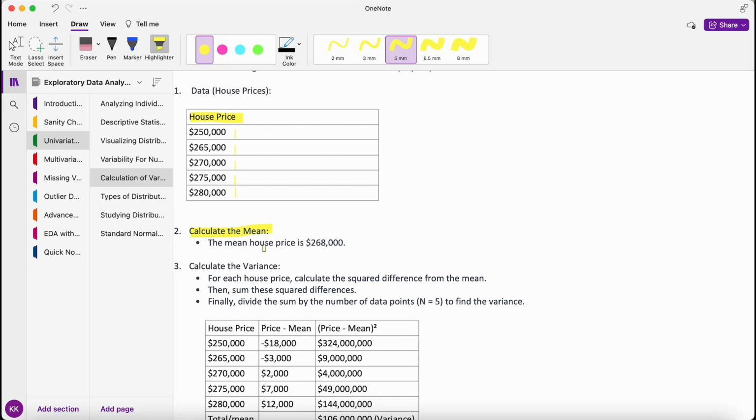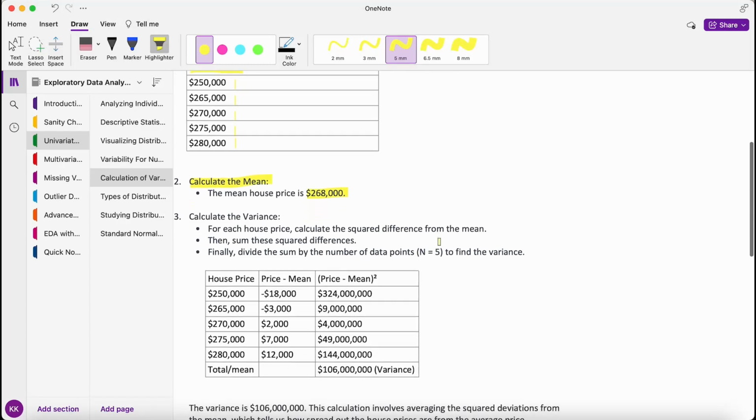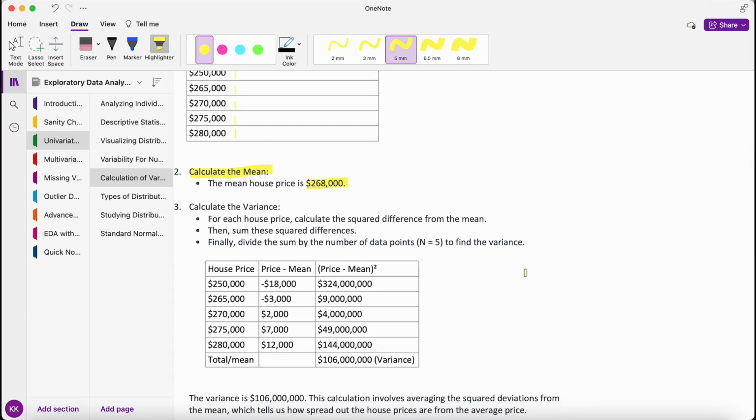First, we start by calculating the mean. The mean house price, often denoted as M, is the average value of all the house prices. In this case, we add up all the house prices and divide by the number of houses, which results in a mean of $268,000.